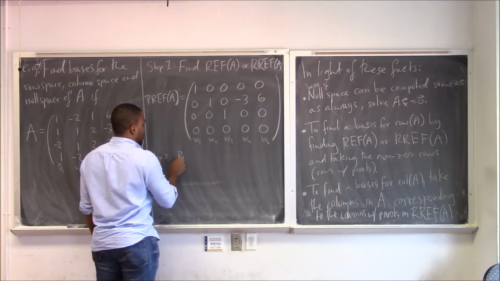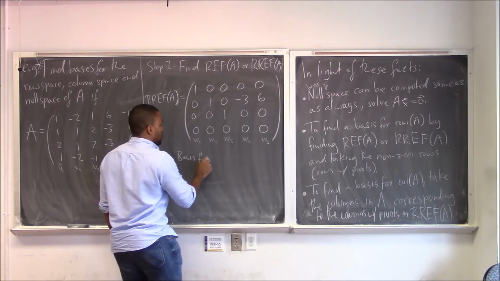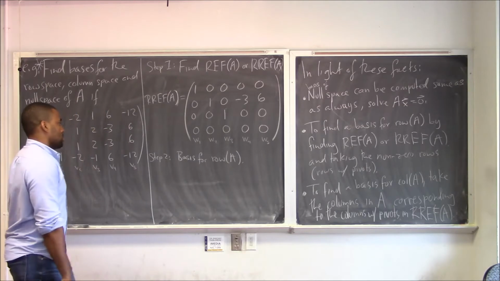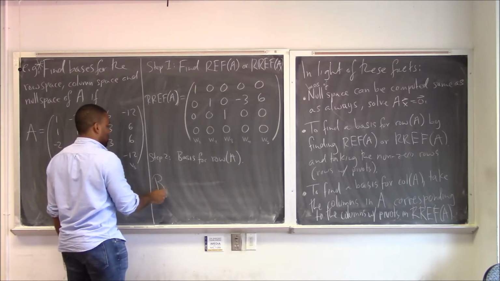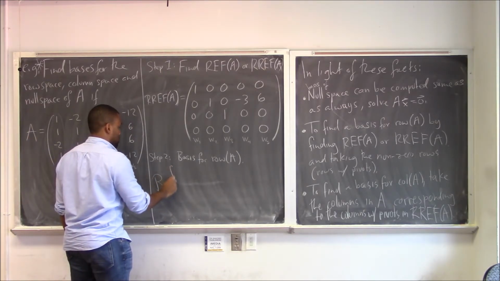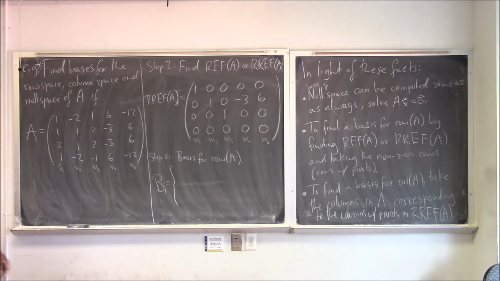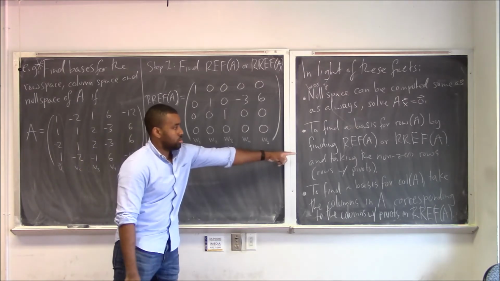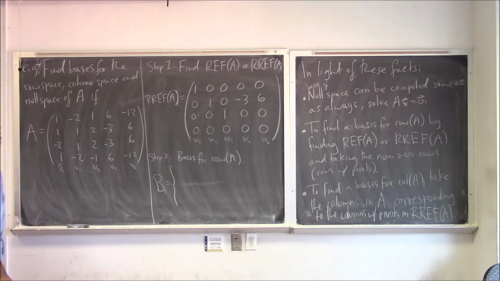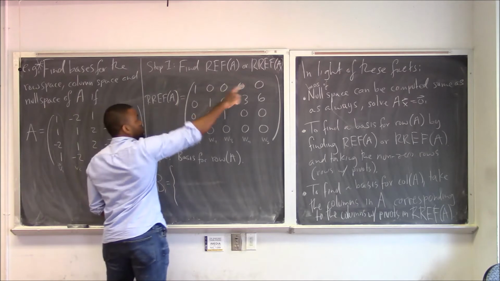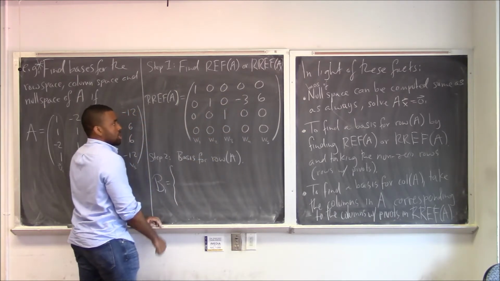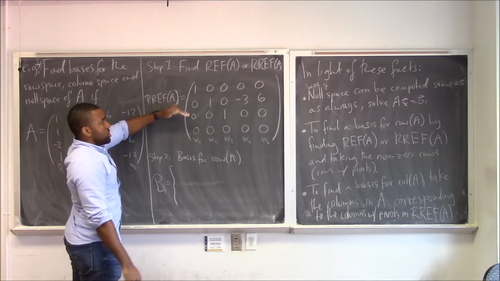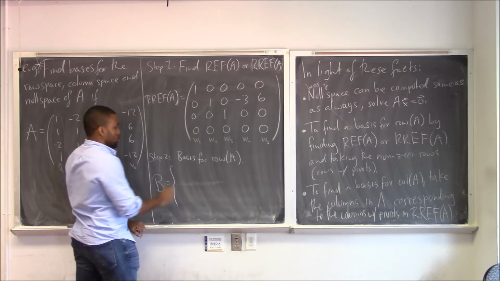Let's do basis for row space. So here you will simply pick the non-zero rows in this reduced form. Notice that the first row, second row, and third row are non-zero rows. The last row is a row of zero, so you ignore them. These three rows will form a basis for the row space.